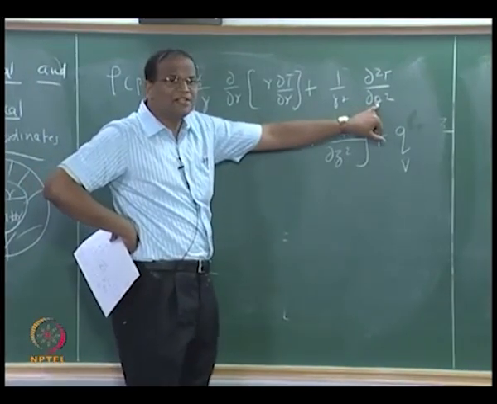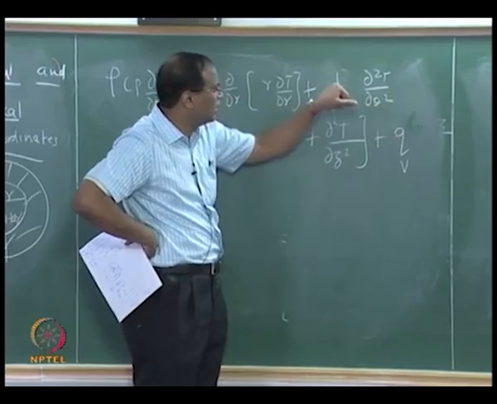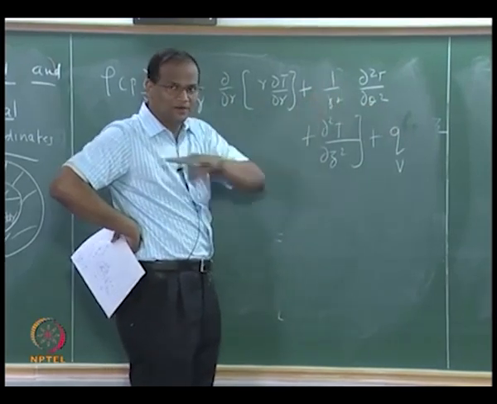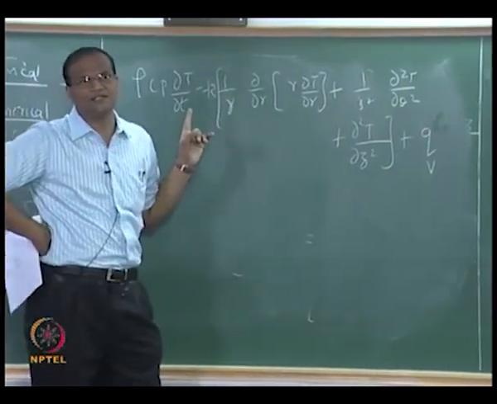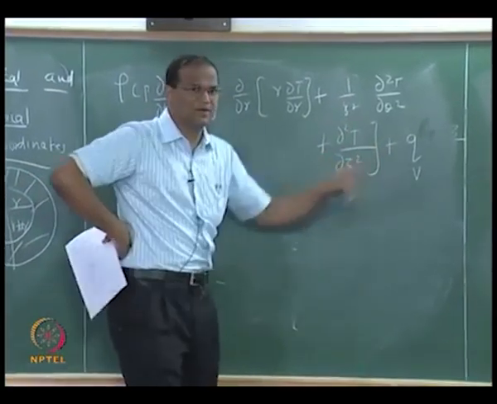Then theta is dimensionless, therefore d squared T by d theta squared has to be multiplied by 1 by r squared, otherwise it is not dimensionally consistent, then d squared T by dz squared, okay.